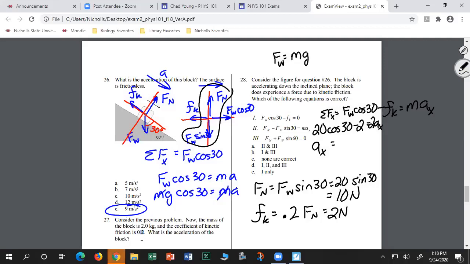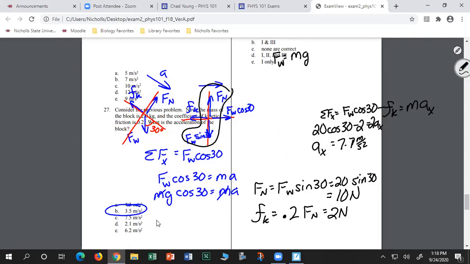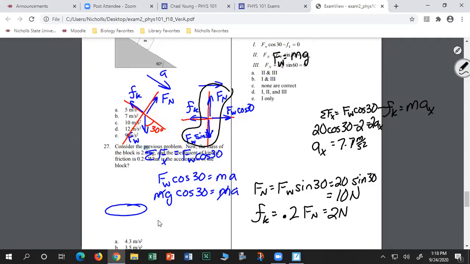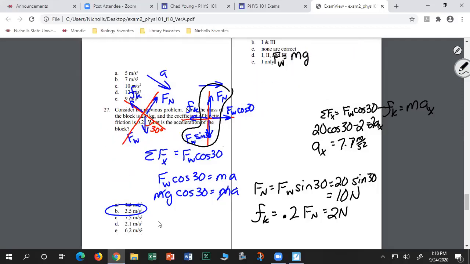I get 7.7. Is that right? Yeah, that makes sense because over here where I had no friction at all, it was 9 meters per second squared, and at least now it's going slower. So that's not an unreasonable answer. Let's see if that's one of the options. 7.5, is this an old exam? Make sure that's the right answer.